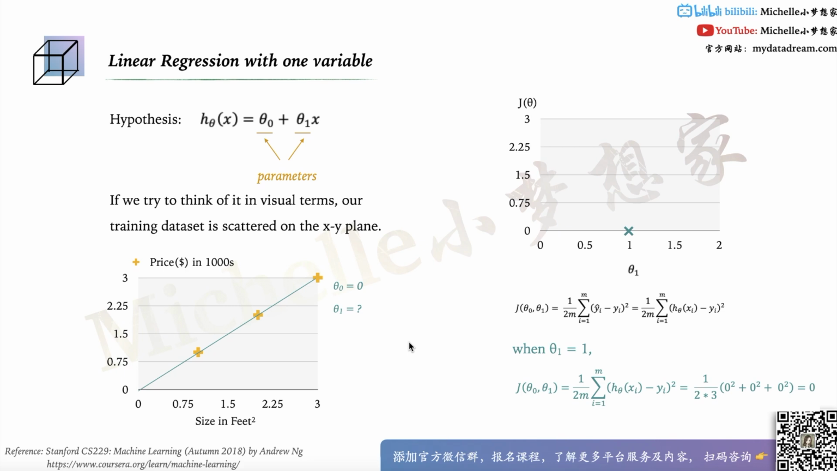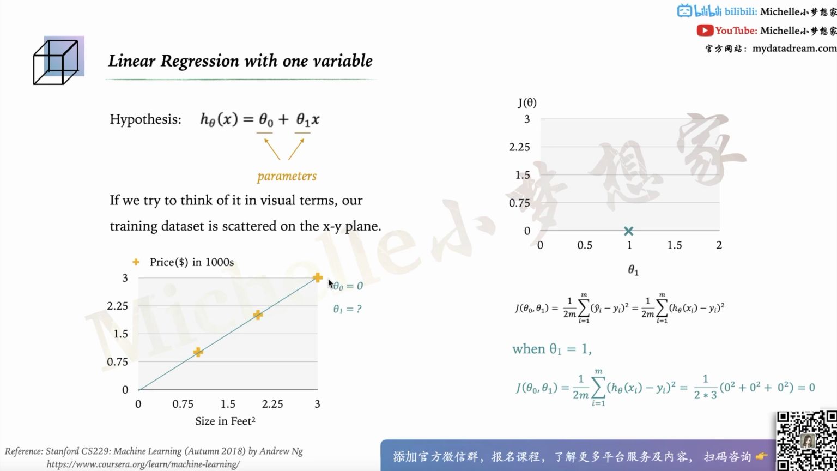Let's use a simple example to understand the cost function better. Suppose we have a dataset and a hypothesis function as shown on this slide. The yellow dots represent the actual data points with house size and prices, while the green line represents the hypothesis function. Looking at this graph, you can see that the green line passes through the origin (0, 0) and slopes upward to fit the data points as best as possible.